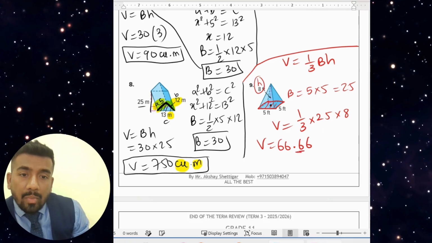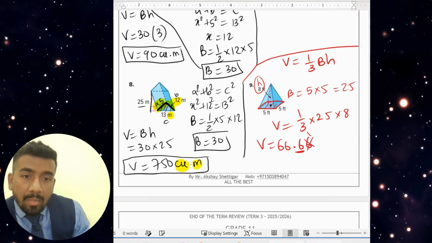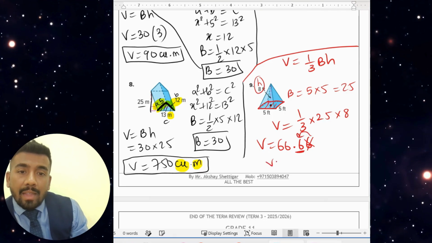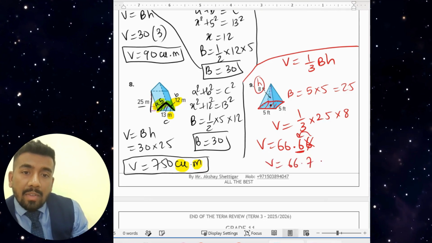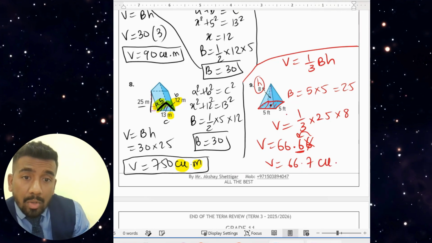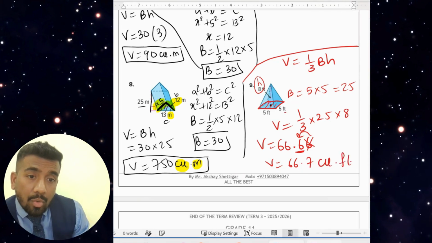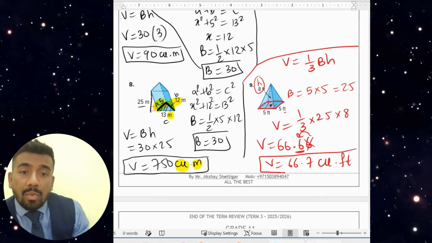66.66. So we want the nearest tenth, so we don't want this number. So this will become what? 7. 66.7. Again, cubic because it's volume, and the unit is feet. So cubic feet. Understood? That's how you do it.